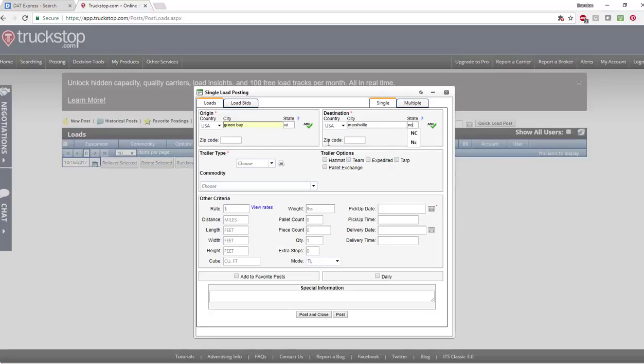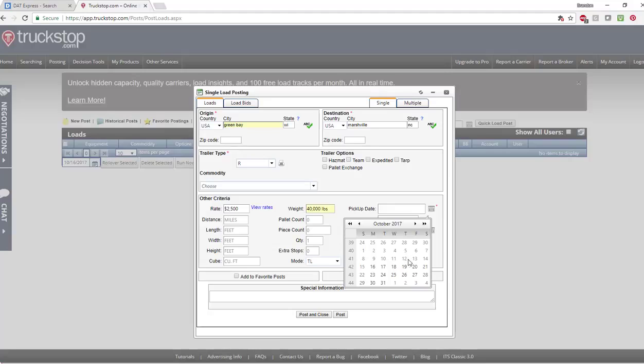If we had the zip codes, we could just plug the zip codes in instead of the city and state. Here we're going to use the trailer type of the reefer. And we're going to go down here and put in, let's just say, a rate of $2,500 for that particular lane. Weight is 40,000 pounds. Pickup date, we'll call the pickup date today.